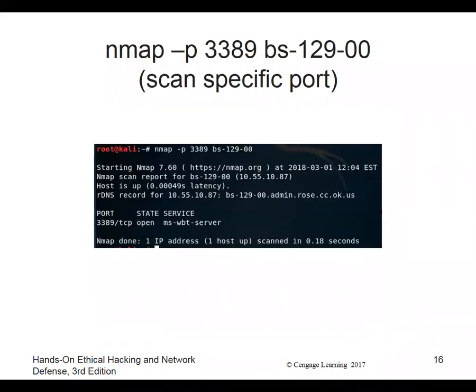This time I want to scan a specific port. So I did a -p, and I said scan port 3389. And it came back and told me it's open. Now, if I had done the -A, it would have told me what was running on that port and all that kind of stuff. So you can very easily try this at home. There's Nmap for Windows, for Mac, for Linux. It's literally for everything.